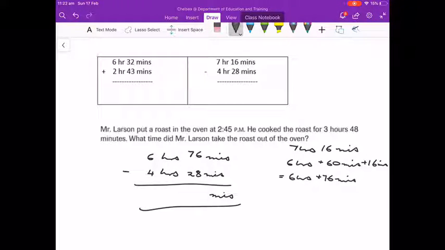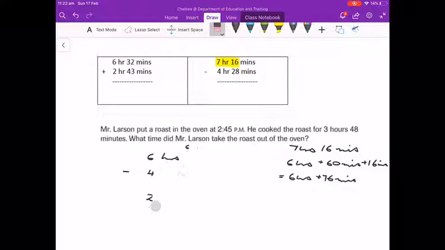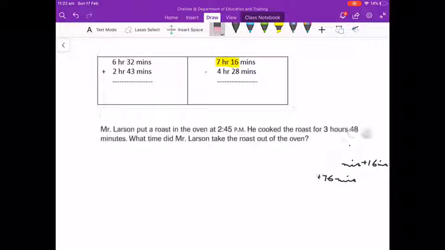Taking 8 from 6 you can't do. We can take 8 from 16, which is 8. 6 take 2 equals 4. And then 6 take 4 equals 2 hours. So the answer would be 2 hours and 48 minutes. When you're subtracting, ensure that top number is higher by converting. Let's look at the worded problem below using those strategies.